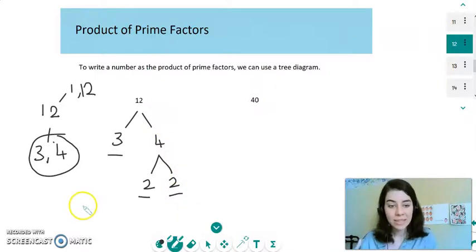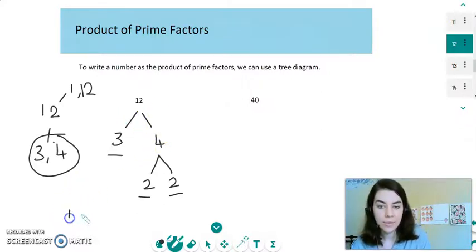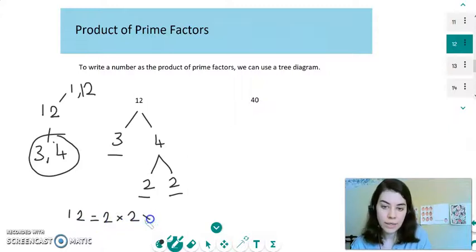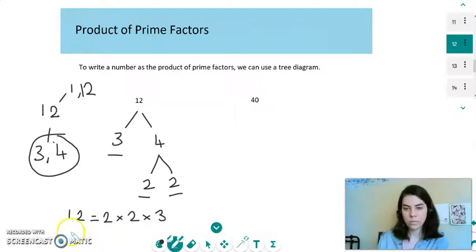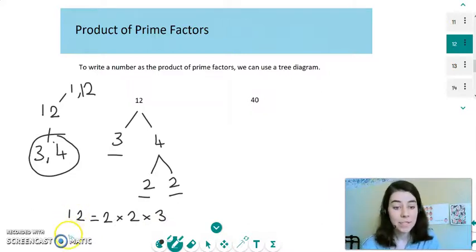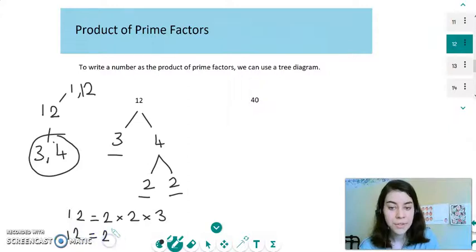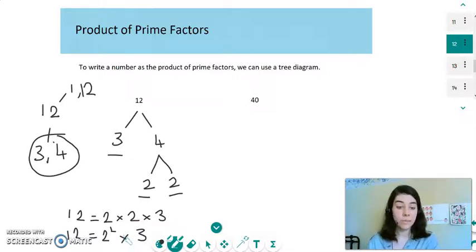And now we get to write it as a product of those prime factors. So we can now say that 12 equals 2 times 2 times 3. Now we can always make this much simpler to read. So we can write 12 equals 2 squared times 3. It says exactly the same thing, but writing it using indices makes it a lot clearer.